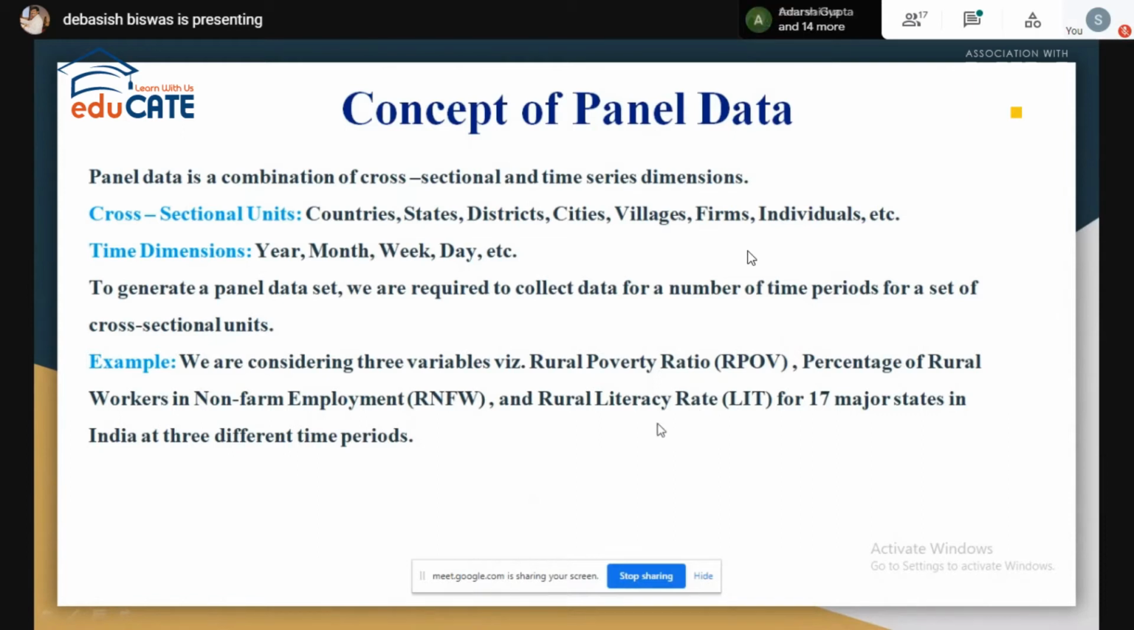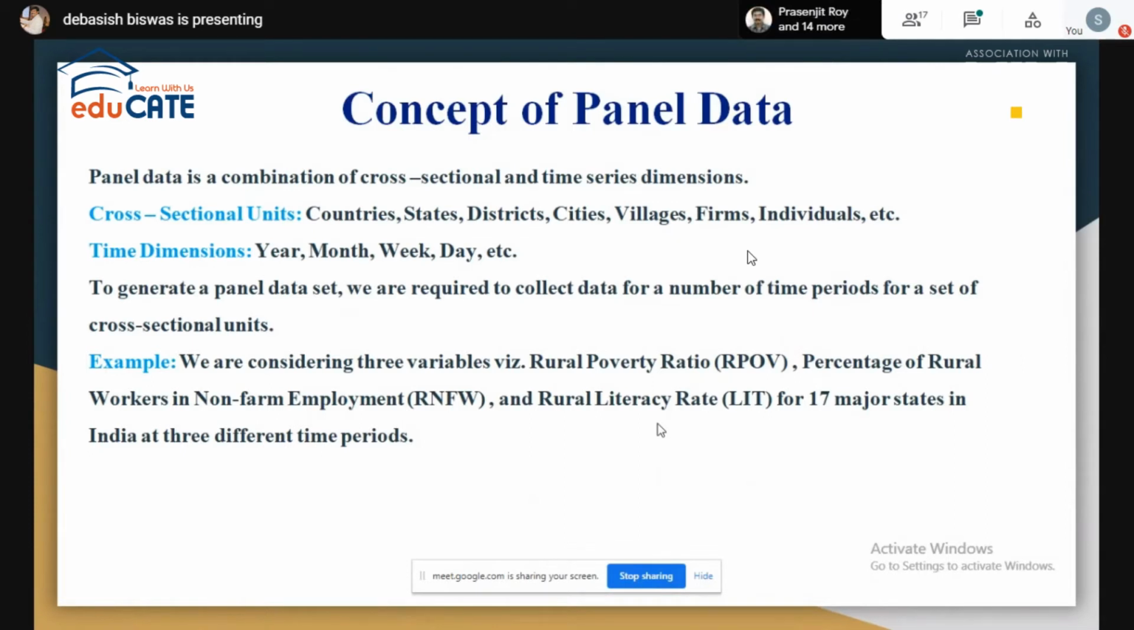Now, when we are considering panel data, our basic objective is to predict the unknown variable. Again, when we are considering the panel data structure, our basic objective is to establish an equation which will be used for the purpose of prediction of our unknown variable.